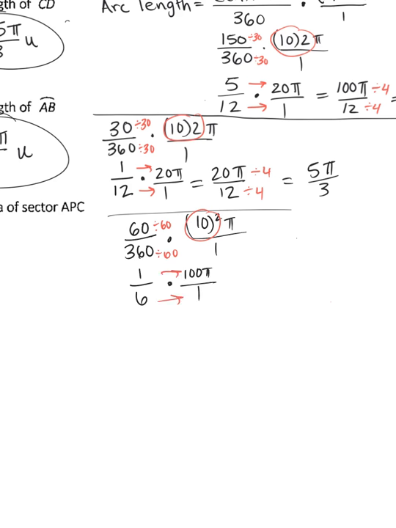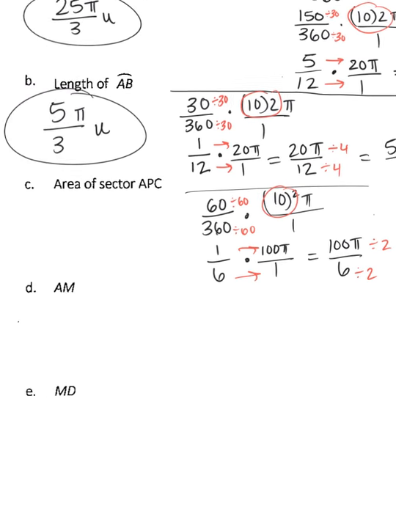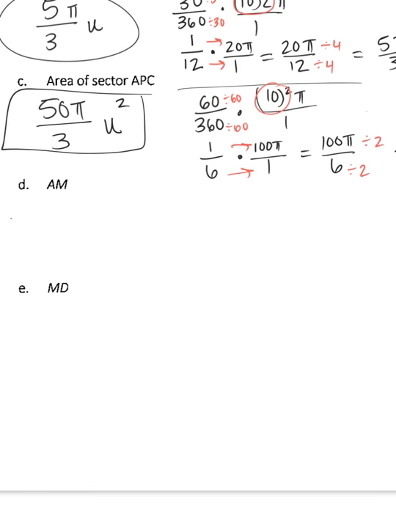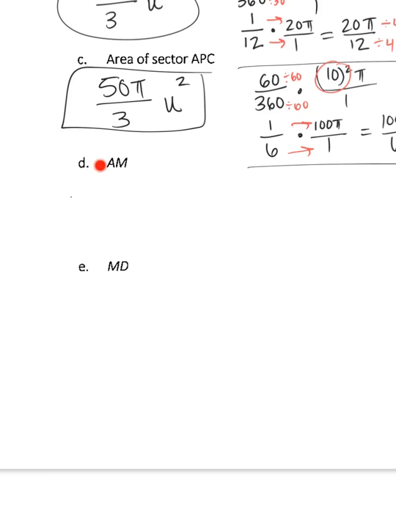Multiplying straight across would give me 100 pi over 6, but both of those are divisible by 2. So that would give me 50 pi over 3. The answer for part C is 50 pi over 3 units squared, because we just found area. All right. The next two are asking for length. If I don't have a measurement sign out front, I'm asking for the length.